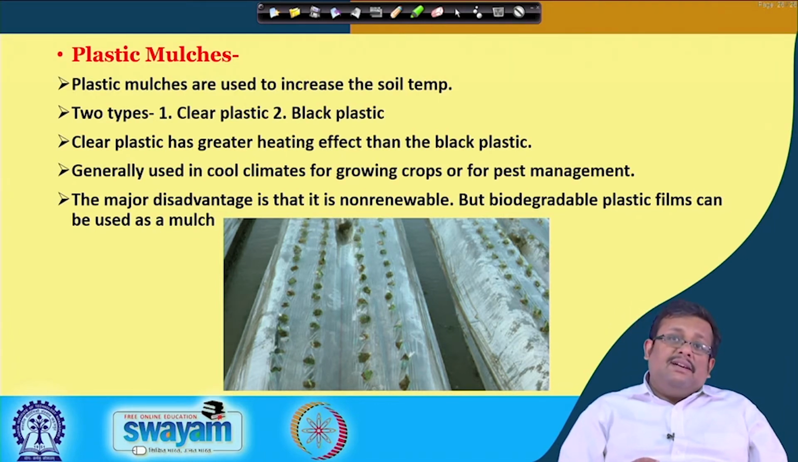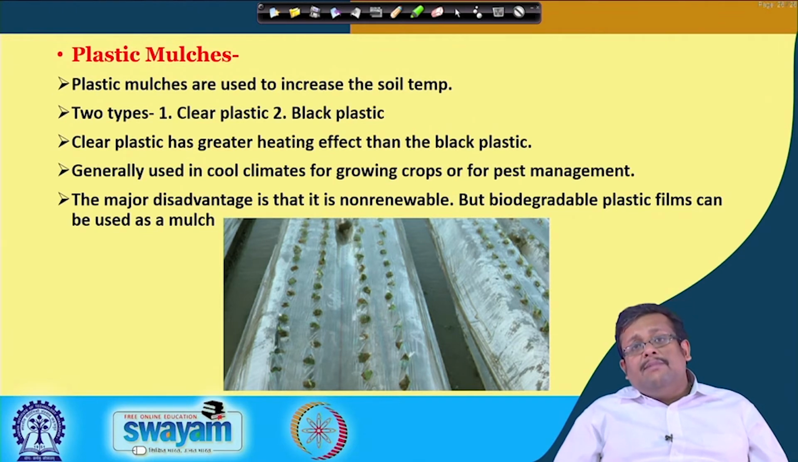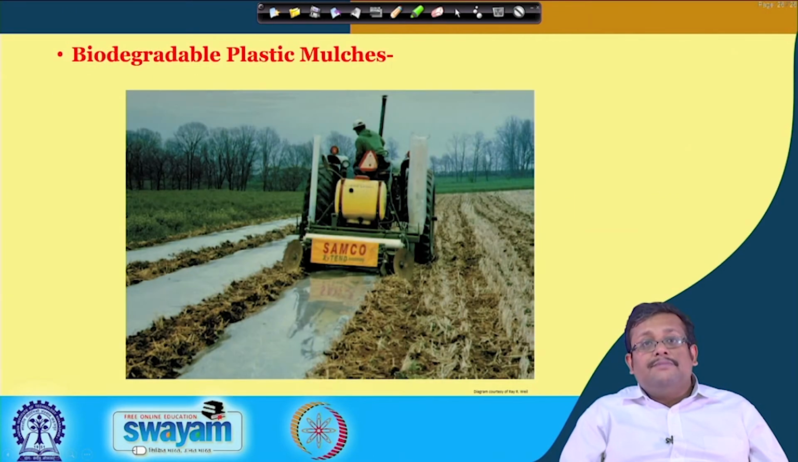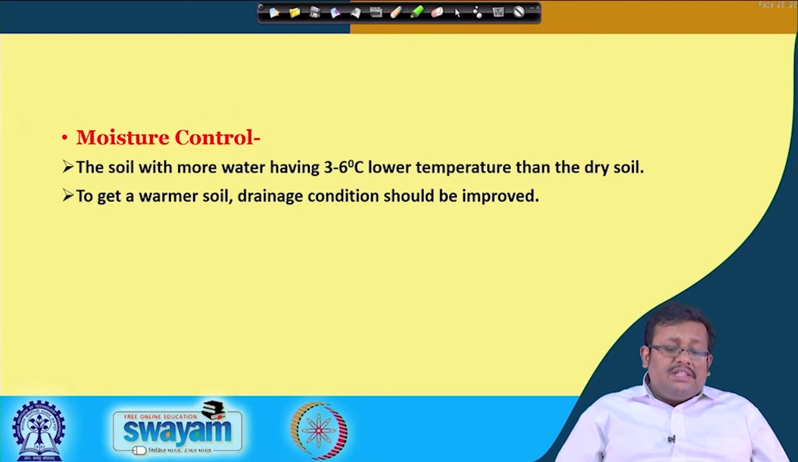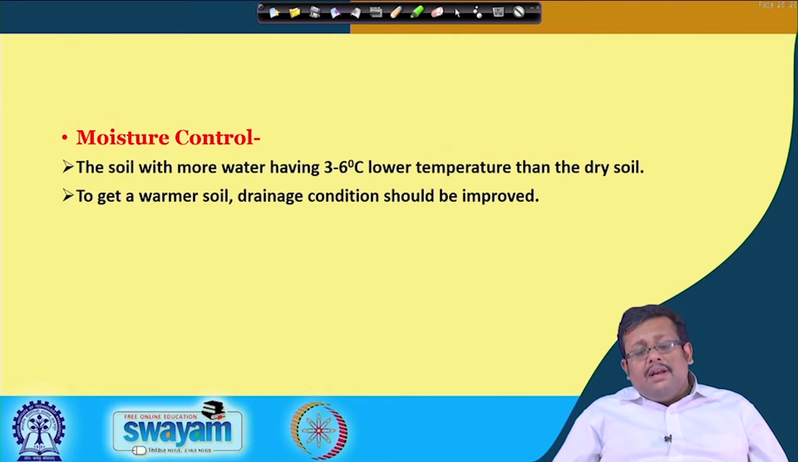The major disadvantage is that it is non-renewable, but nowadays biodegradable plastic films can be used as a mulch. As you can see, these are some biodegradable plastic mulches farmers are using nowadays for mulching in cooler climate regions.